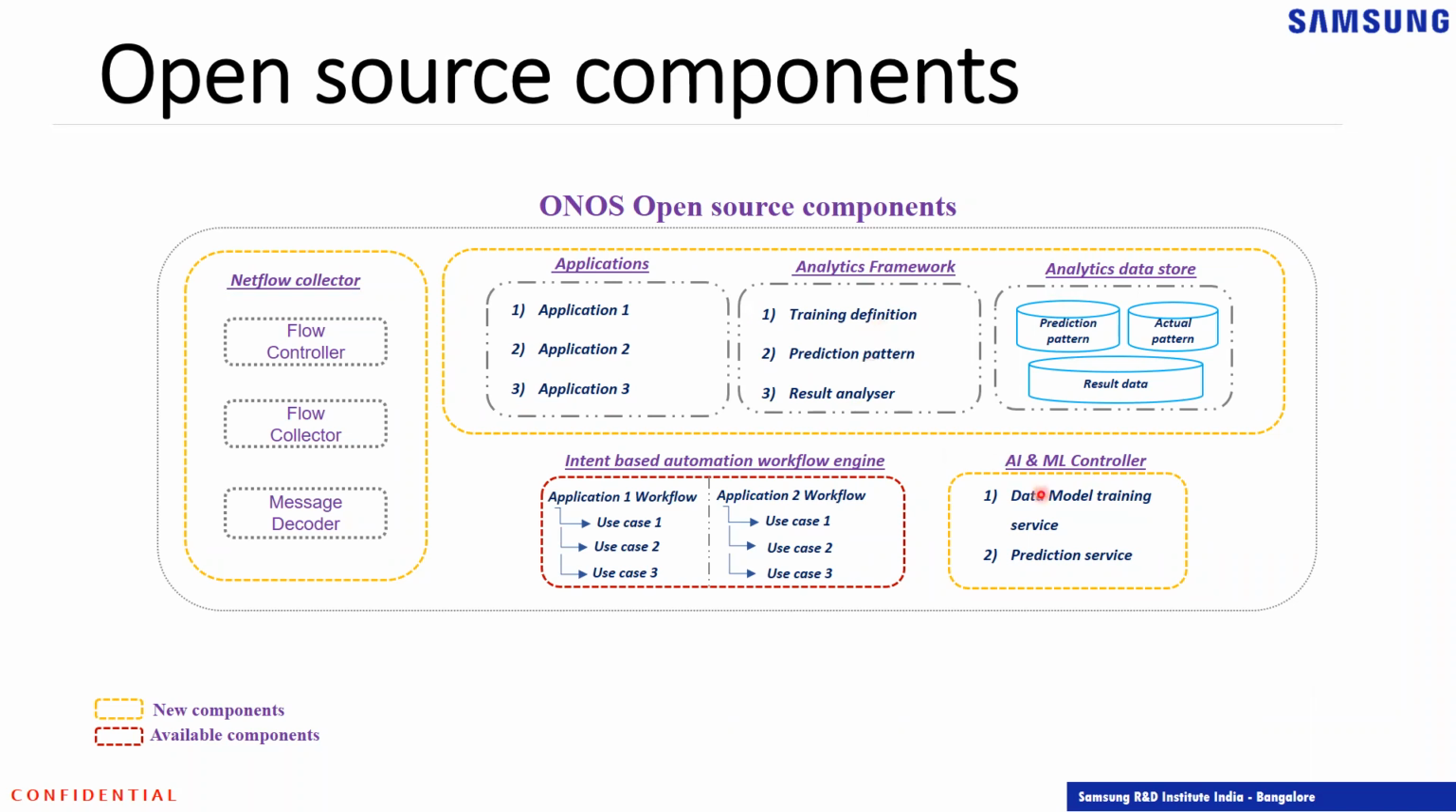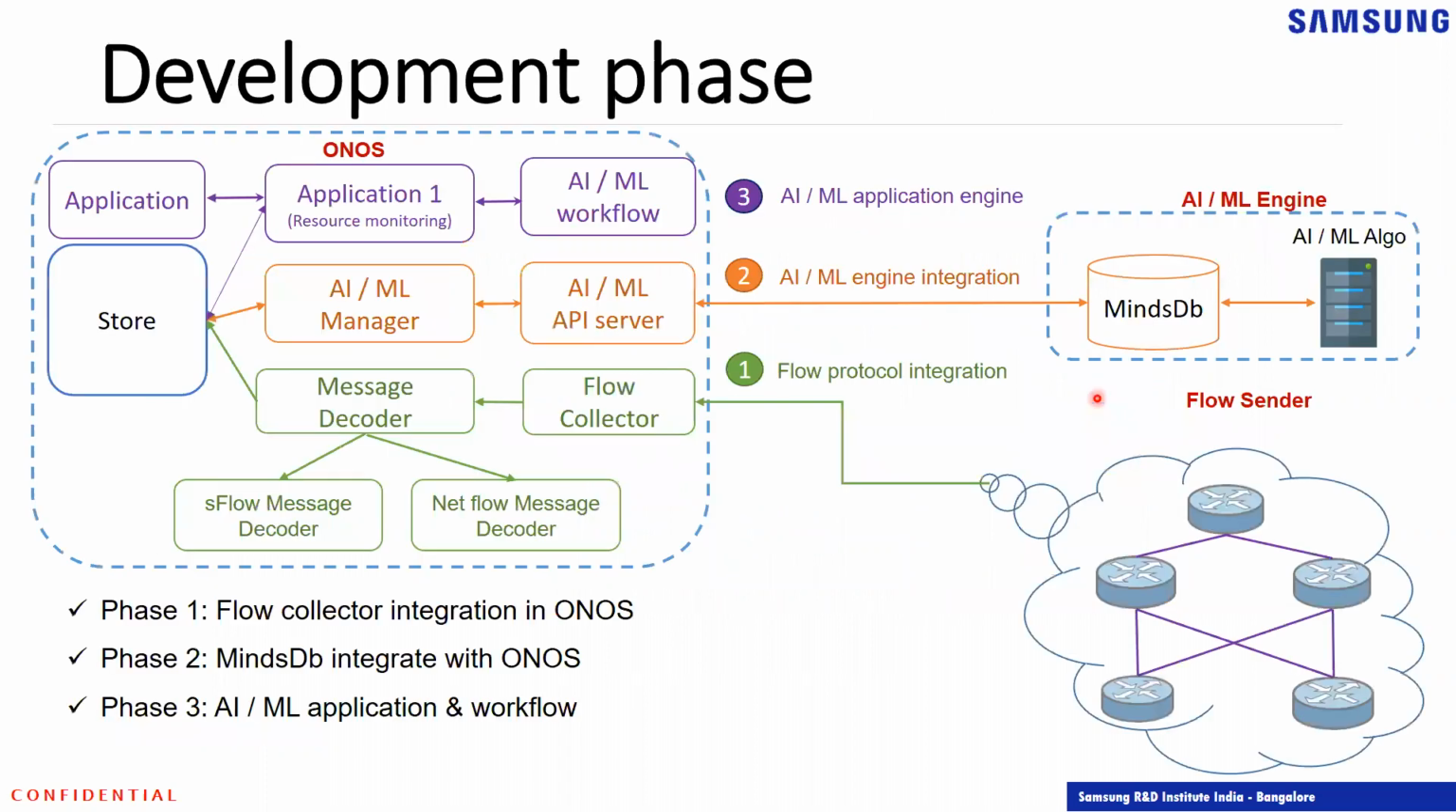And the AML controller is a connector between the ONOS applications and the MainSTB. It will provide services like the training service and the prediction service. These are all the open source components we used, and you can see the analytics data store here. It's just for comparing the results with the actual data, and we can use visualization tools and make it much bigger compared to this. And yeah, this is the development phase.